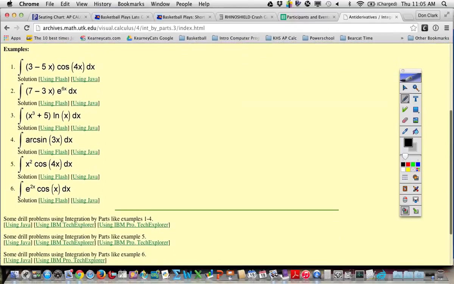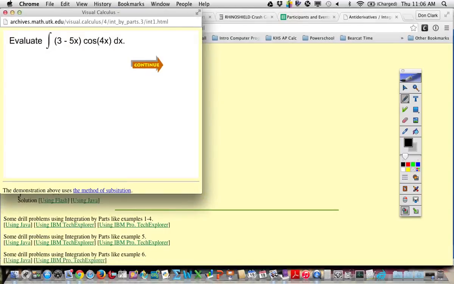So here you have an algebra and a trig, right? Here you got an algebra and an e to the x. Here you got an algebra and a log. Okay. Here you got an algebra and a trig, and then this is that one we talked about that's nasty, right? The exponential with the trig. That's the one that cycles, and then you got to kind of do it. So I wouldn't worry about that. But these first couple are pretty good ones. Now it says solution using Flash.